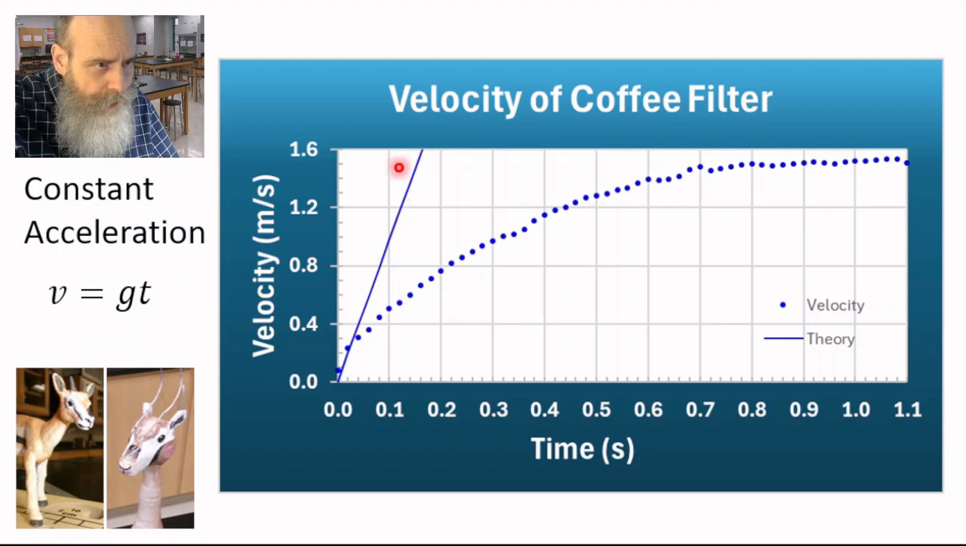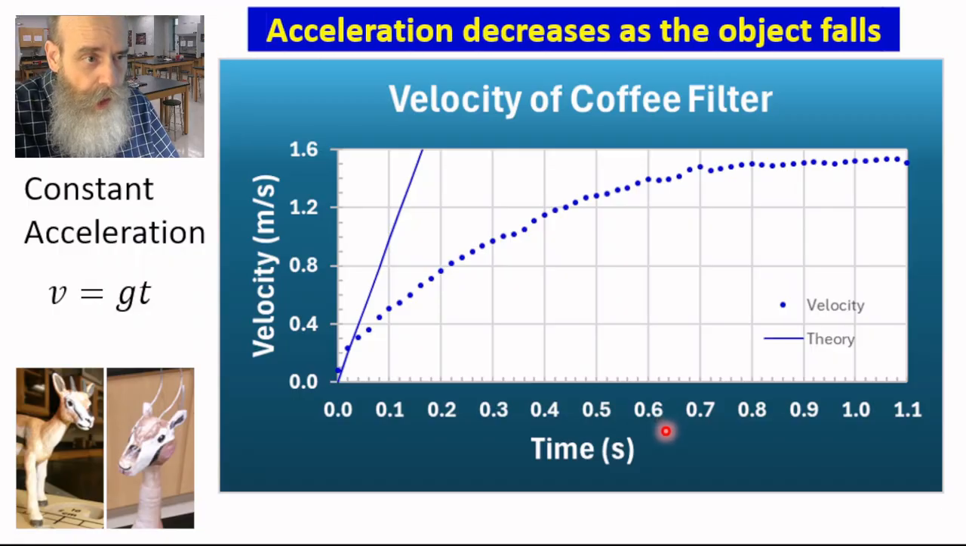The blue line is a graph of V equals g t. It has a constant slope. What we notice here is that for velocity versus time, the measured value, the slope is not constant. The slope is decreasing as time increases. Since the slope of the tangent is the acceleration, we conclude that the acceleration is decreasing as the object falls. Why does the acceleration decrease?